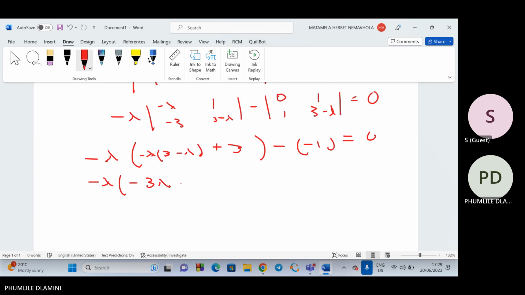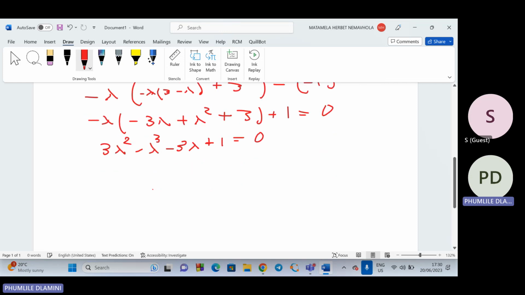Minus 3 lambda plus lambda squared plus 3 plus 1 has to equal 0. Then three lambda squared minus lambda cubed plus 1 is going to be equal to 0.